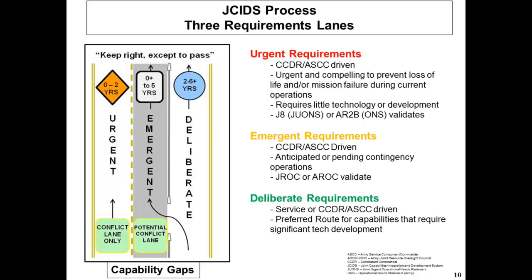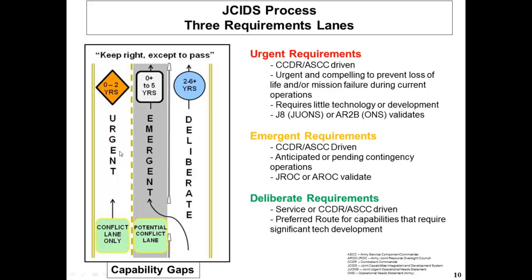And then for deliberate requirements, this is stuff that we know is going to happen down the road. So like the JLTV replacing 1/3 of the Humvee fleet. That would be something that was a deliberate requirement. We knew it was going to come down, so we had the time to develop it and to make sure that all the I's are crossed and all the T's are dotted. Or the AMPV replacing the 113s.